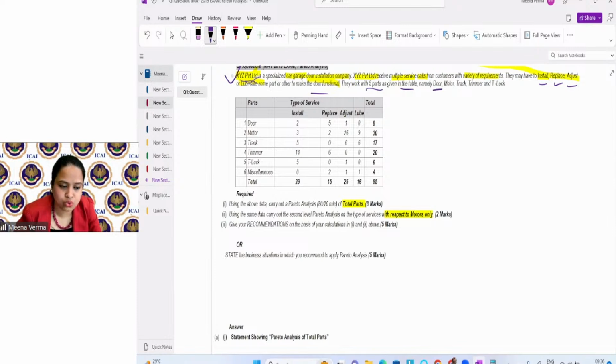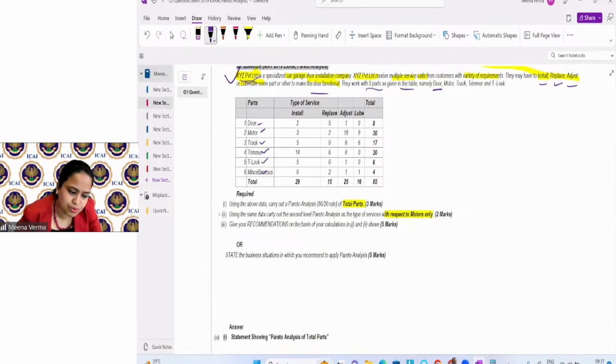They provide door. Then they provide motor, track, trimmer, T-lock system, and miscellaneous services. So track means GPRS tracking system kind of things, right? Okay. Now, what is the question?